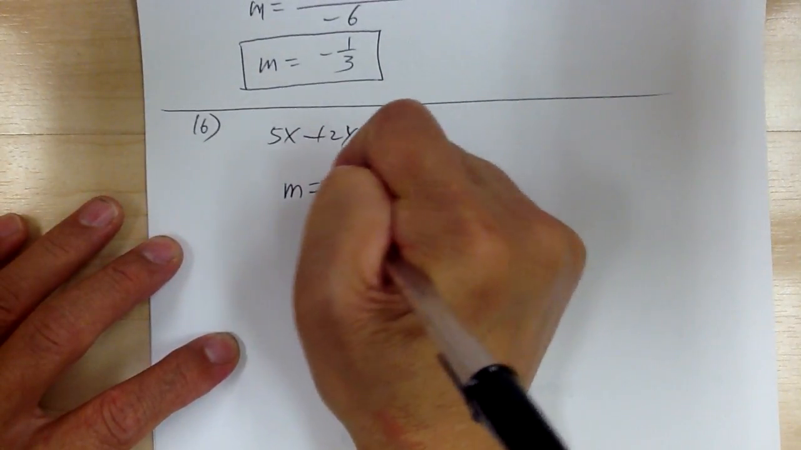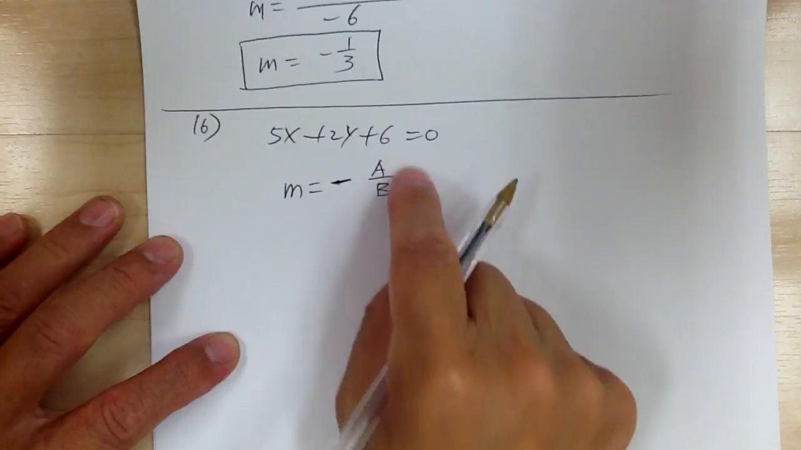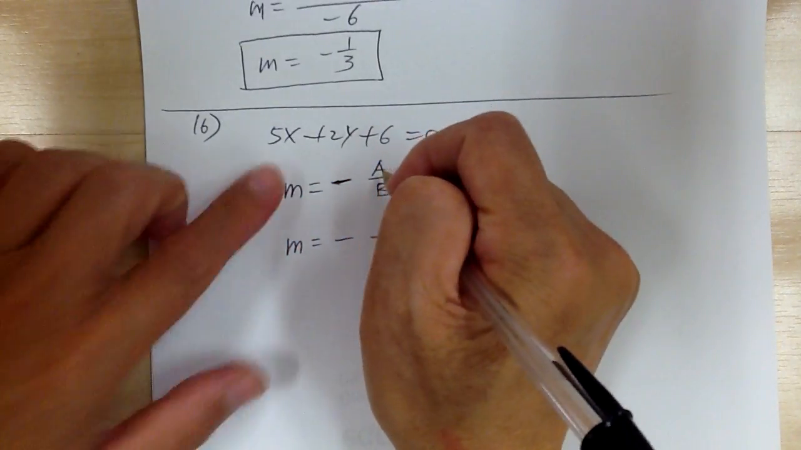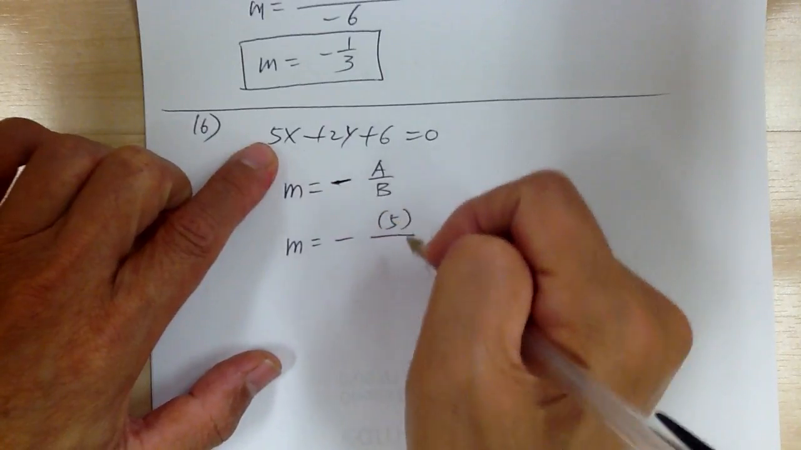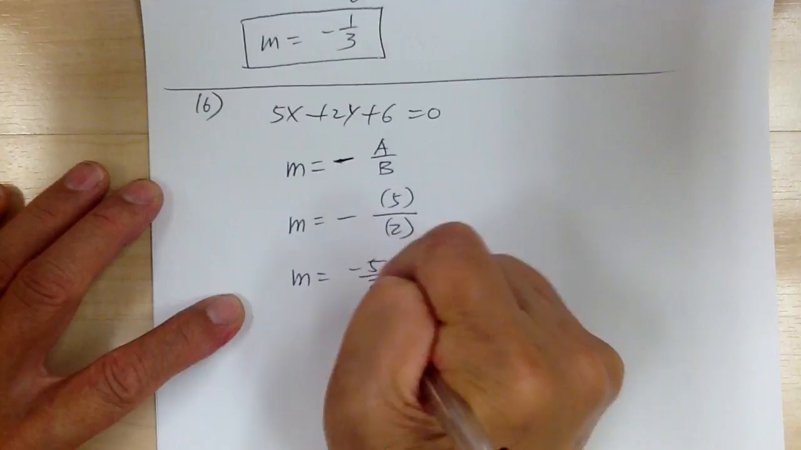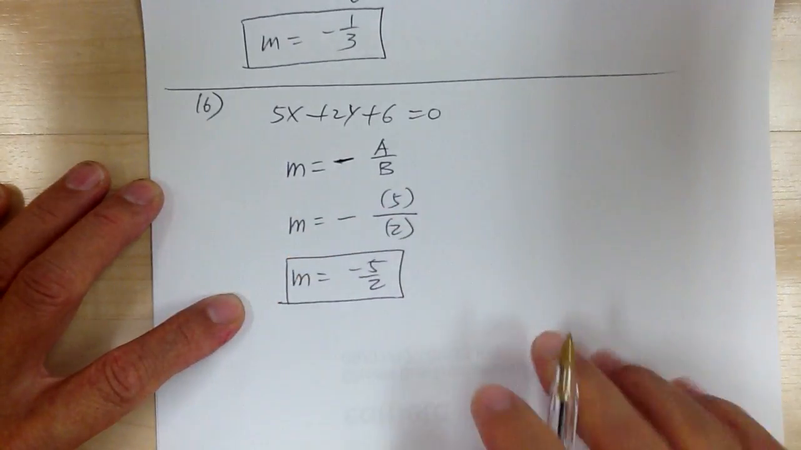Okay. Now, watch your negative. Be careful with negative. That's why you always write down the formula, then you substitute. Okay, so a is 5, right? That's your a, and that's your b. And so the slope equal to negative 5 over 2. Okay, and that's it.